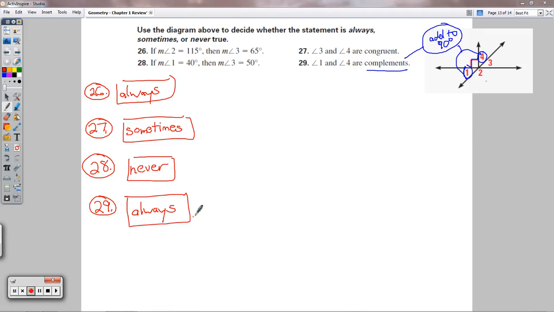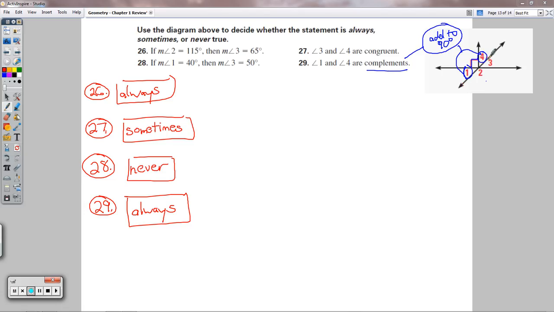Looking at the answers in the back of the book, it said for number 29, sometimes. I'm just going to have to agree to disagree on this one, because I don't see how they could say sometimes. If this is a straight line, which looking at the picture clearly looks like a straight line to me, and they're saying that has to be a straight line, then these would have to be complements. These would have to add to 90. So I'm not sure where they came up with sometimes.